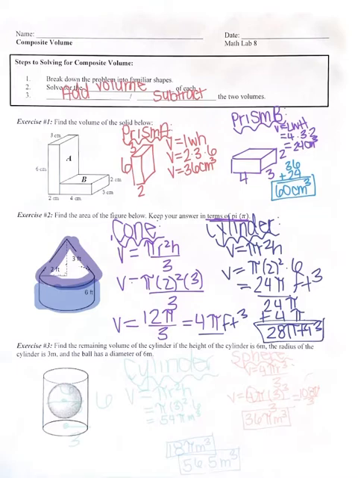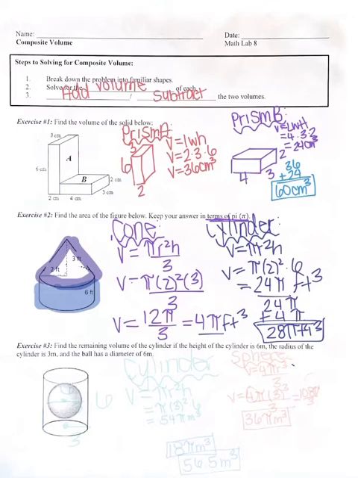If we had to round to the nearest tenth, what we would do at this point is we would put in our calculator 28, the multiplication symbol, and pi. And then we would see what our answer is, round that to the nearest tenth.